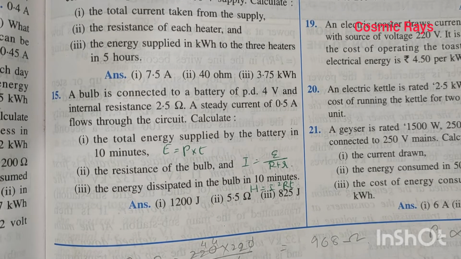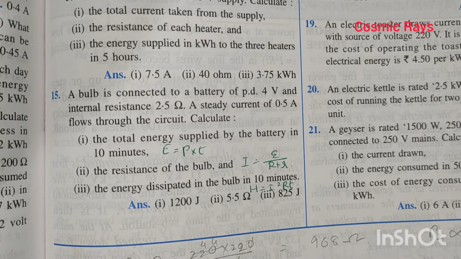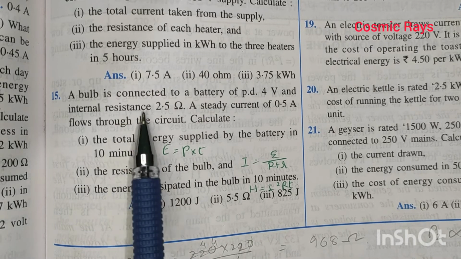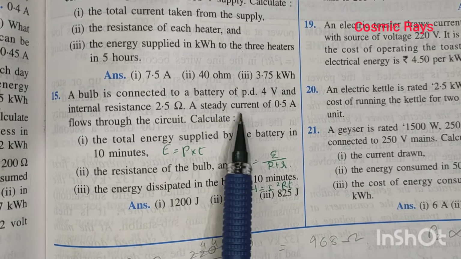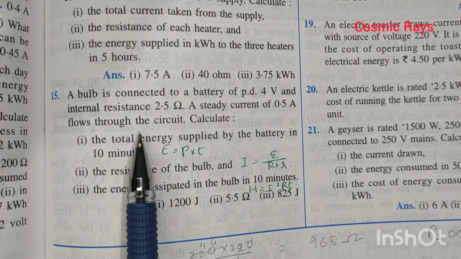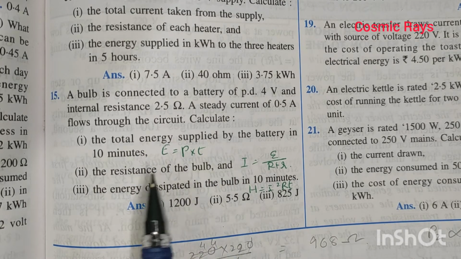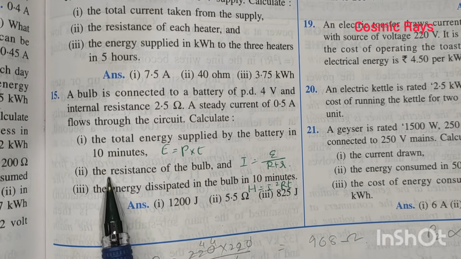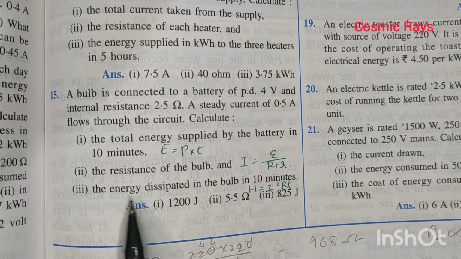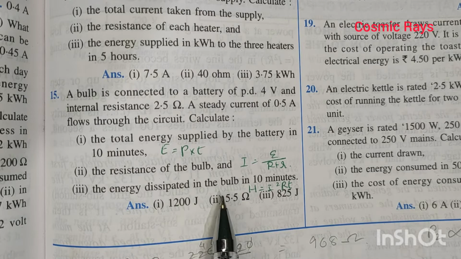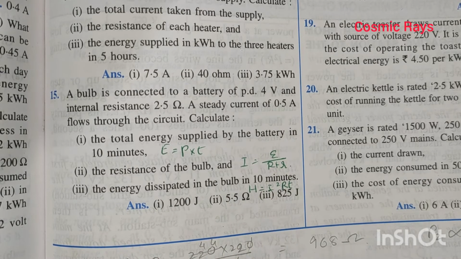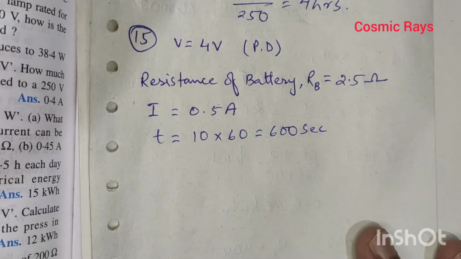Now after this, let's try question number 15. It says a bulb is connected to a battery of potential difference 4 volt and internal resistance of 2.5 ohms. A steady current of 0.5 ampere flows through the circuit. We have to calculate the total energy supplied by the battery in 10 minutes, the resistance of the bulb, and the energy dissipated in the bulb in 10 minutes. So let's write the given things.